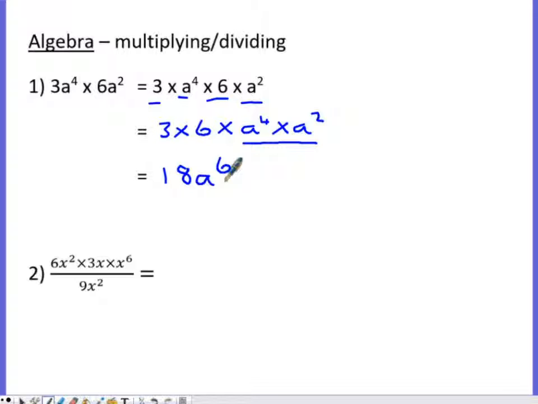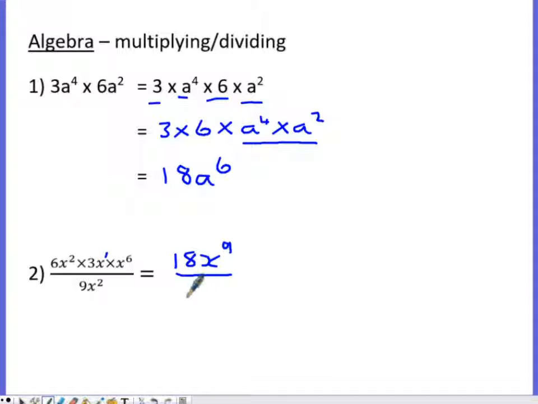In example 2, again we're going to split it. On top, look at your numbers. We've got 6 times 3 times 1, which is 18. Then look at your x's. That's x squared times x to the 1 times x to the 6. If you add those powers together, 2 plus 1 plus 6 is 9. So what you end up with is x to the 9.